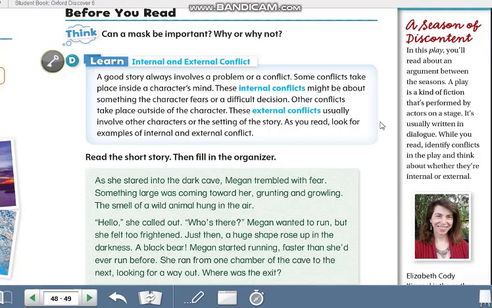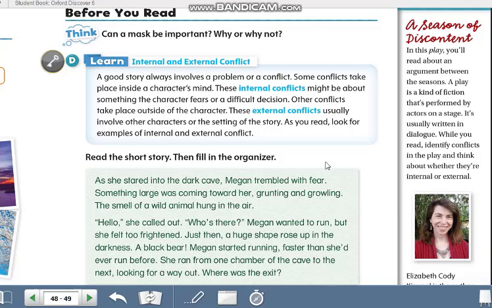In this video, we will continue Unit 5, Reading Strategy, Before You Read, or Before the Text. So, open up student book page 49, and we will start with the reading strategy, which is internal and external conflict. I want you to look here at the blue books.